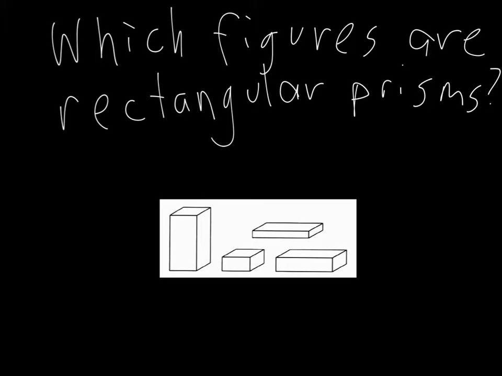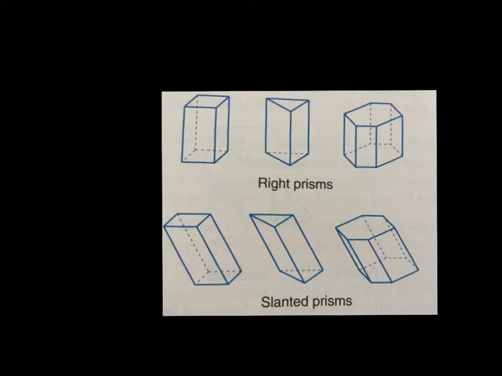So, when you're looking at these, I want you to tell me which of these figures are rectangular prisms. Okay, if you said all of them are rectangular prisms, then you would be right. This is a rectangular prism. Let's keep going. Now, here we have a couple different kinds of prisms.